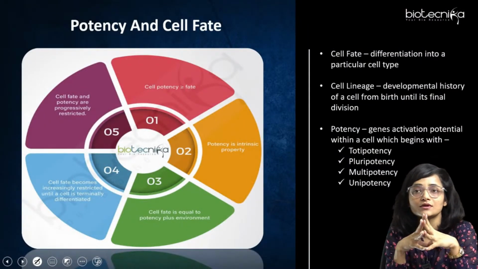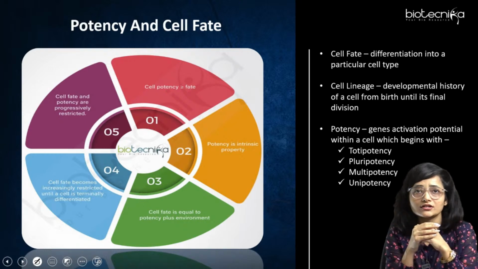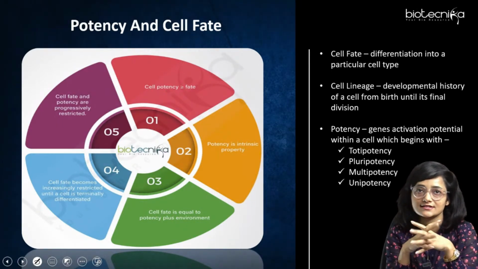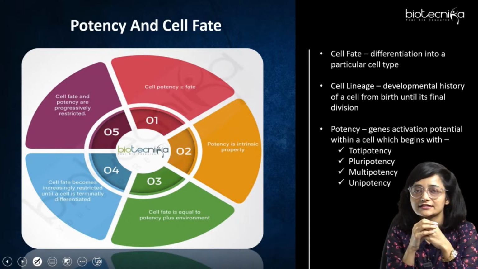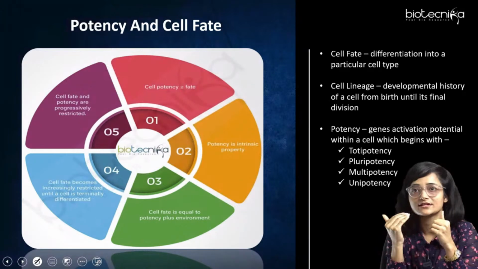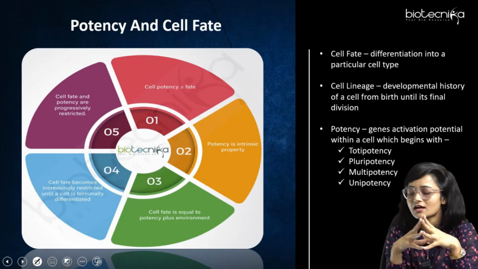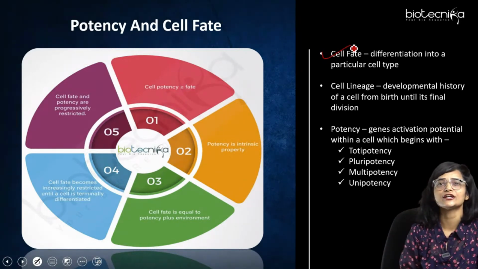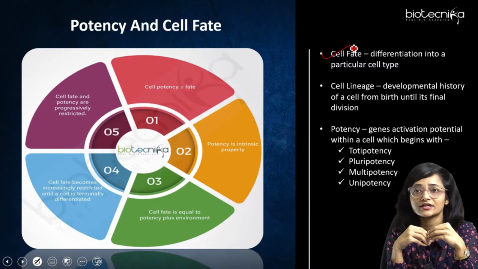The next important terms are potency and cell fate. These are very important terms. Many times questions are asked related to these terms in CSIR NET. So what are the basic rules related to potency and cell fate, right? Firstly, knowing what is cell fate, what is cell lineage, and what is potency. What do these terms really mean? First comes cell fate. Cell fate is basically the differentiation into a particular cell. A particular cell is there and it gets differentiated into a particular type of cell.